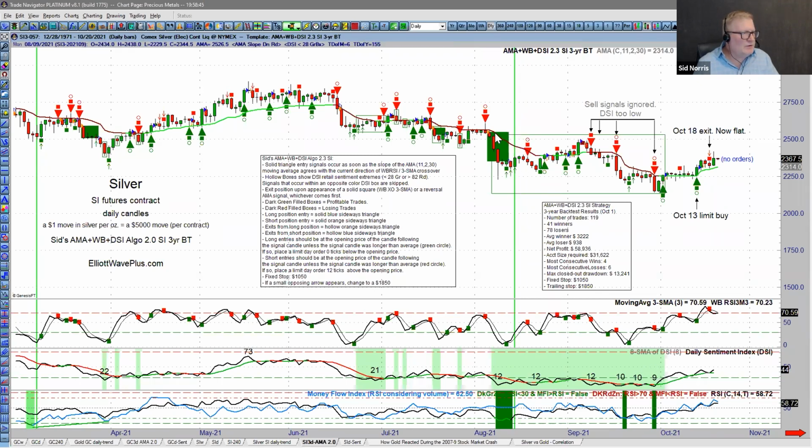And you also get a hollow green box up here. And you can see there were several sell signals here that the algo simply refused to take because the DSI was too low. Now, once it started getting buy signals, it was interested in taking those buy signals out of those extremely low periods. I think the same thing happened on gold.